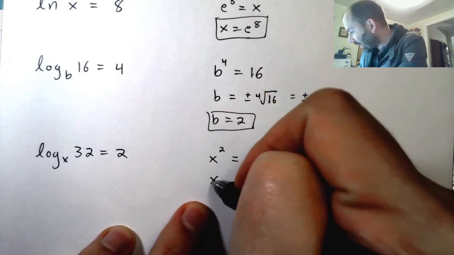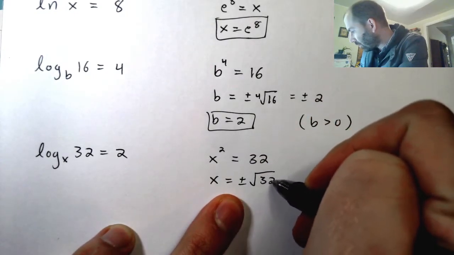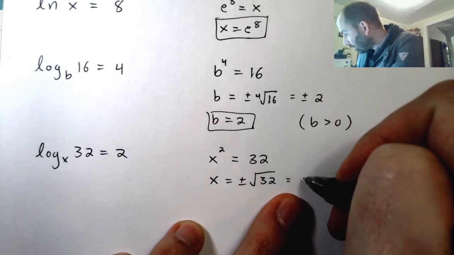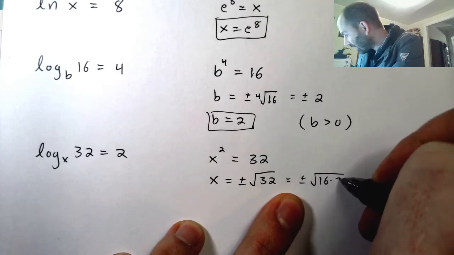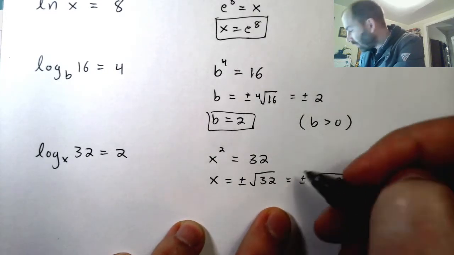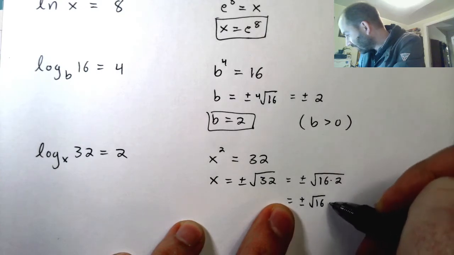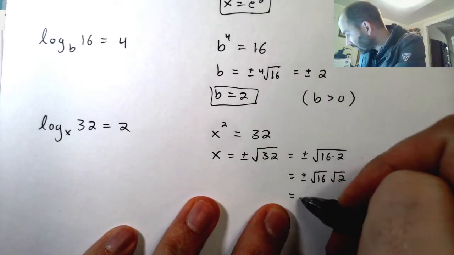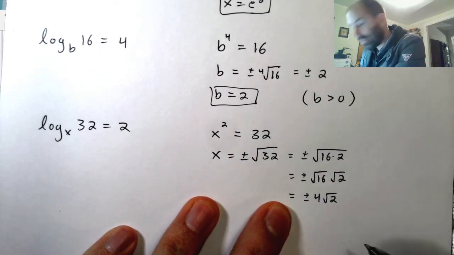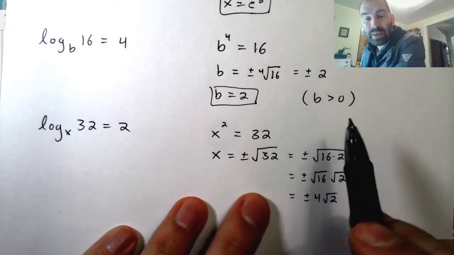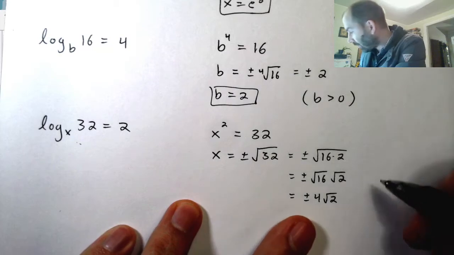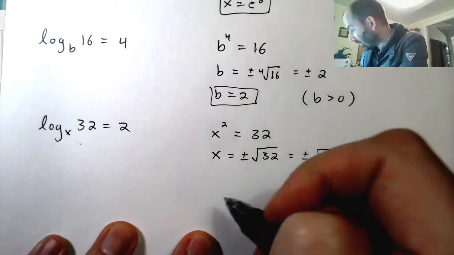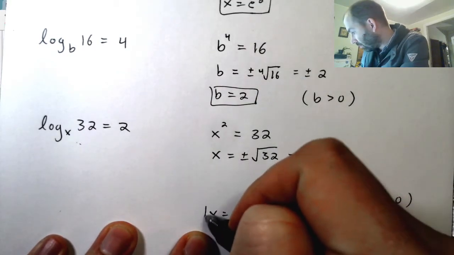Well, that means that x equals plus or minus the square root of 32. I can simplify this, though. That's plus or minus the square root of 16 times 2, which is plus or minus the square root of 16 times the square root of 2. And the square root of 16 is 4, of course. So this is plus or minus 4 root 2. But again, in this case, the base is x, so remember, x has to be greater than 0. So we take the positive answer. X equals 4 root 2.